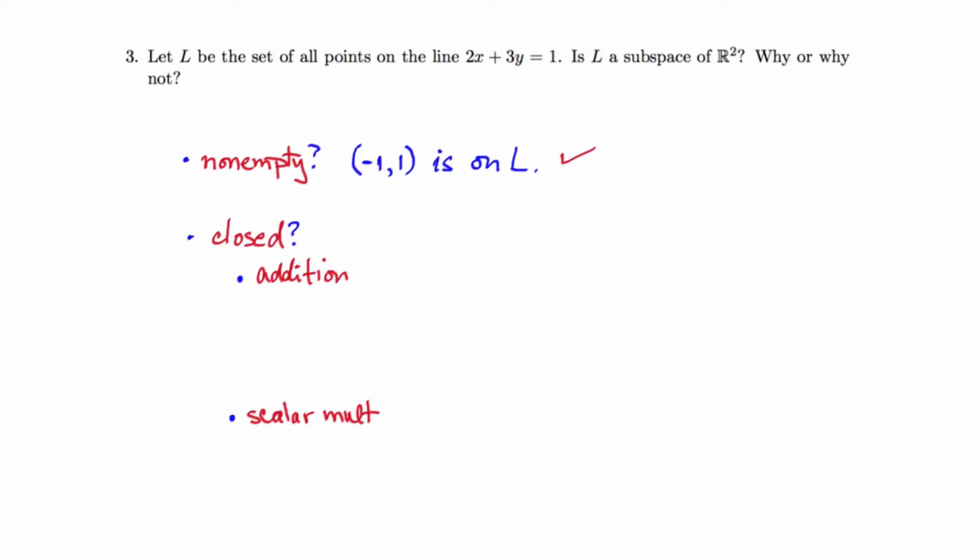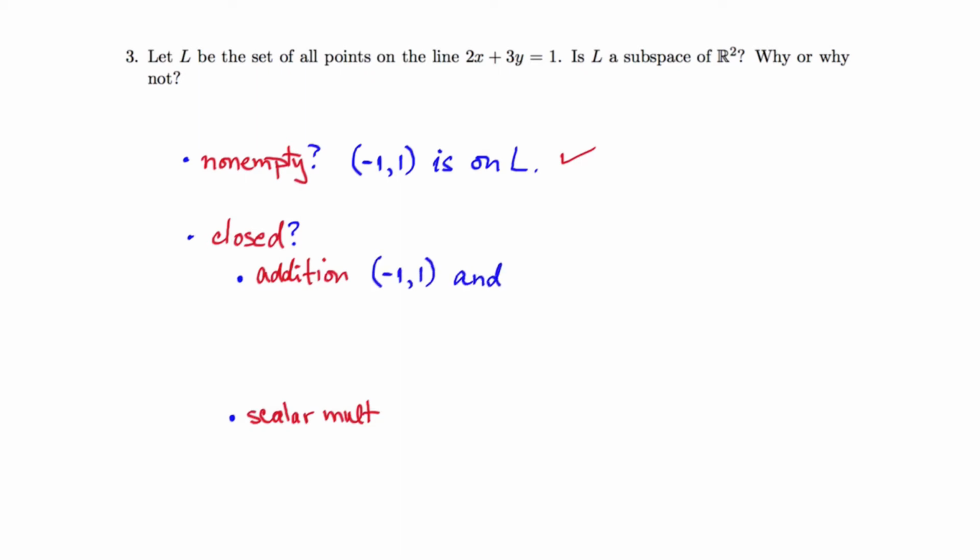To prove that it's closed under the vector addition, we would have to use arbitrary points on the line. So x1, y1, and x2, y2, and show that no matter what those ordered pairs are, when we add them together, we get another ordered pair that has to be on that line. But to show that it's not closed, we just have to exhibit two specific points that lie on the line, but their sum does not lie on the line.